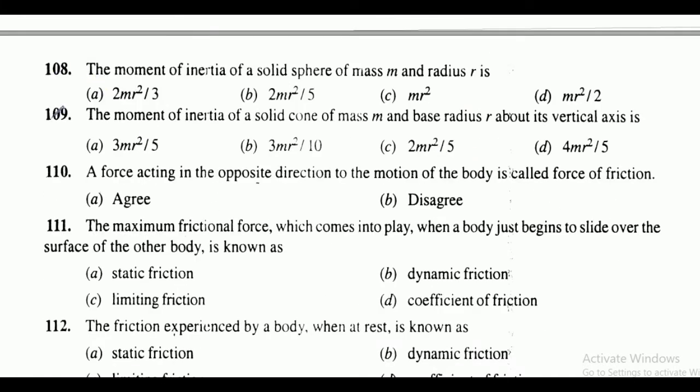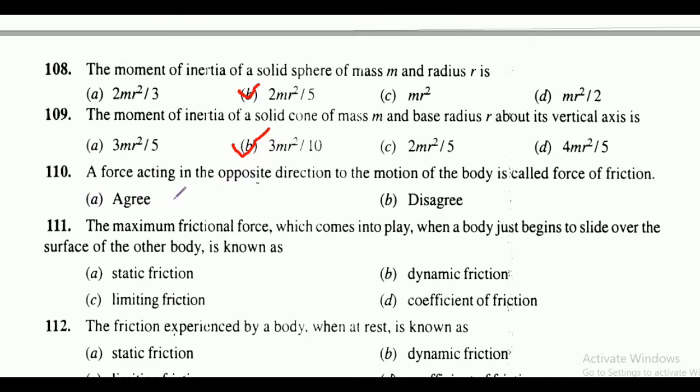Next is question number 108. The moment of inertia of a solid sphere of mass m and radius r is, here friends, these are the options, and here correct answer is option B, that is 2mr square upon 5. Next, the moment of inertia of a solid cone of mass m and base radius r about its vertical axis is, here friends, these are the options, and here correct answer is option B, that is 3mr square upon 10.